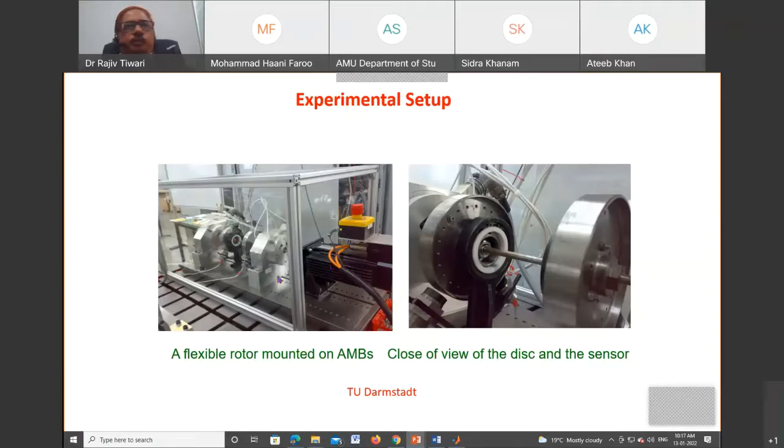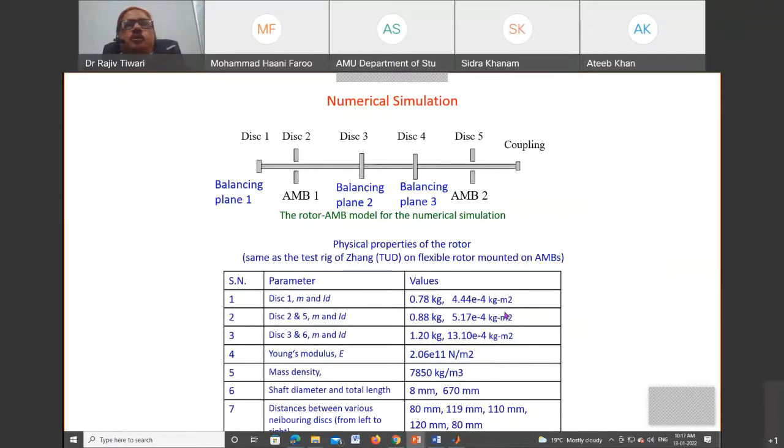So we had the measurement of the displacement at the AMB location, also at the disc location. You can see there are displacements in X and Y direction at the disc location, and apart from that, the current which we are supplying to the magnetic bearing. So we used this test rig, and the outline of the test rig is, this is one overhang disc. There are two discs which I showed in the previous picture. These are the AMB locations, first AMB location, second AMB location. This is the coupling and the motor was here.